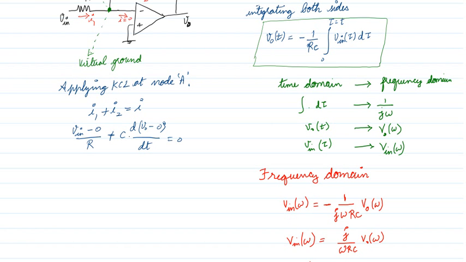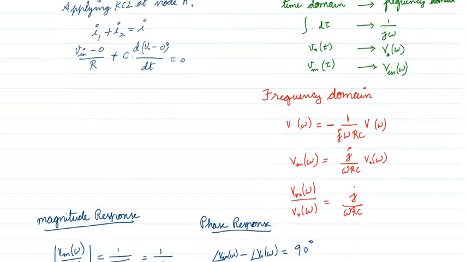Yeah, I have to change this. Everything is just, in place of "in" I have put "out". Okay, now I will change everything. So this is v naught of omega. This is v in of omega. This is v naught. This is v in. So v in, v naught.